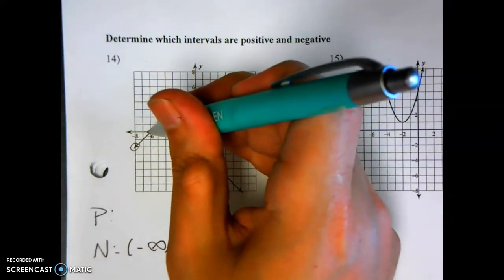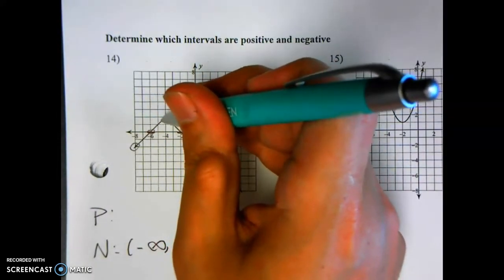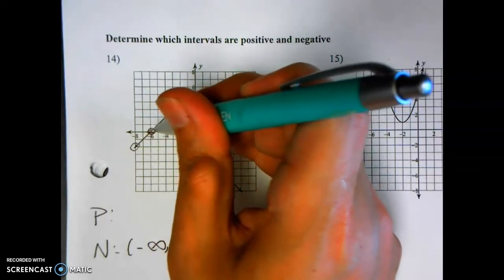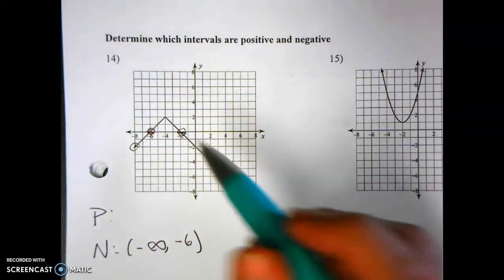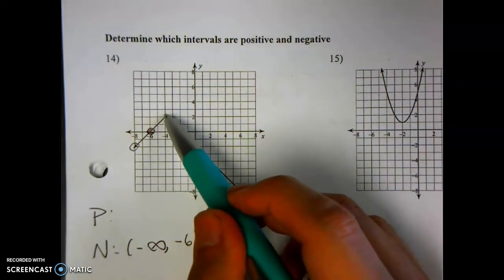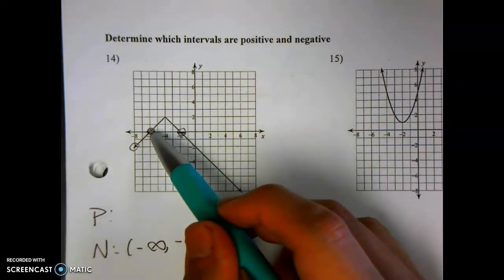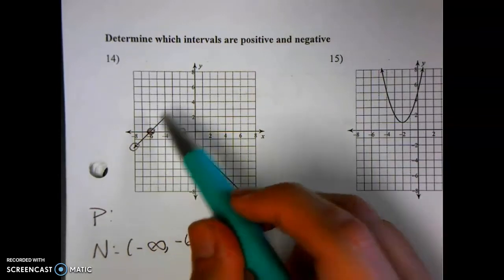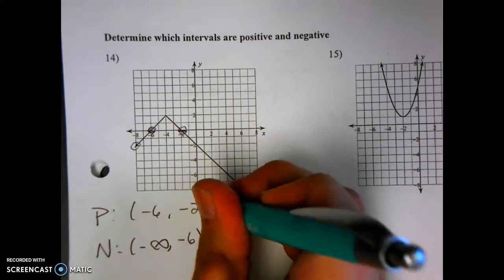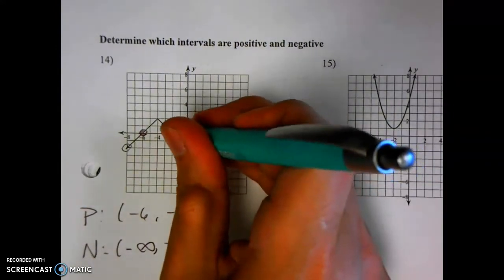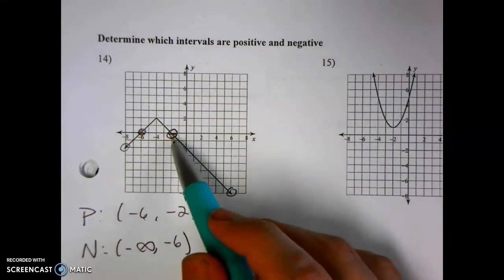Then I go from negative 6 into the positive land. Well, then I go from here, and I'm positive all the way to here. Some students stop up here, but that is still positive. You're positive from here all the way to there. Well, that goes from negative 6 all the way to negative 2. And then I'm from here to here. So I'm back to negative.